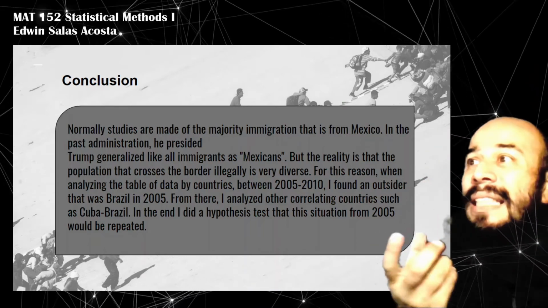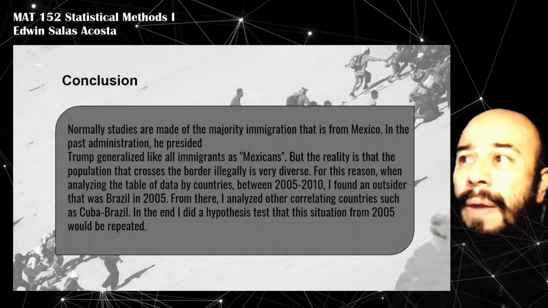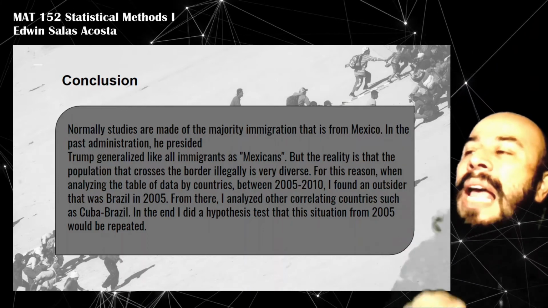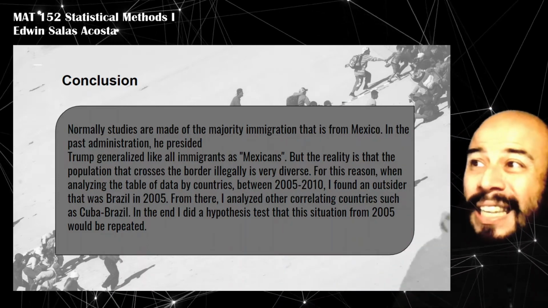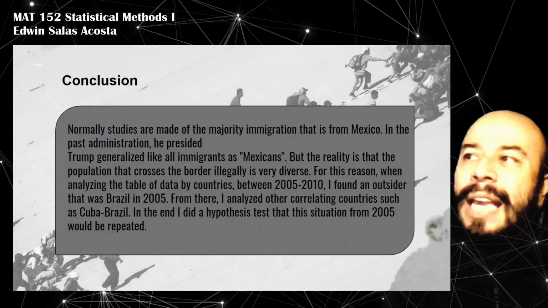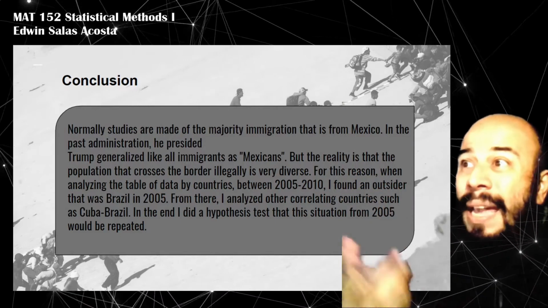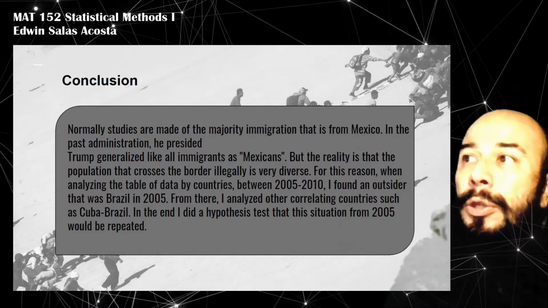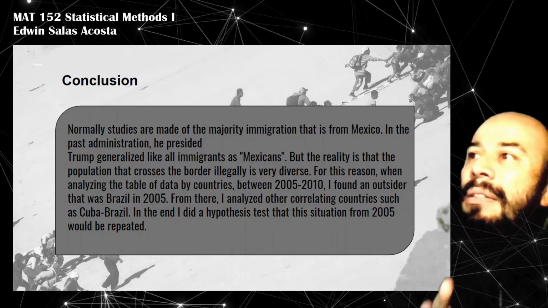Like for example, in Haiti, a lot of people from Haiti arrived in the United States in 2020. Why? Because of a particular situation. For example, the president of Haiti was murdered, and the people said, oh, my country is so dangerous, I need to escape. And thousands of people arrived, like from Brazil. Maybe in the future, when we analyze it, we can find a new outsider, Haiti, like Brazil.